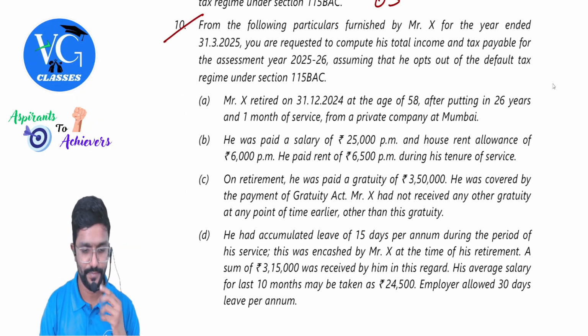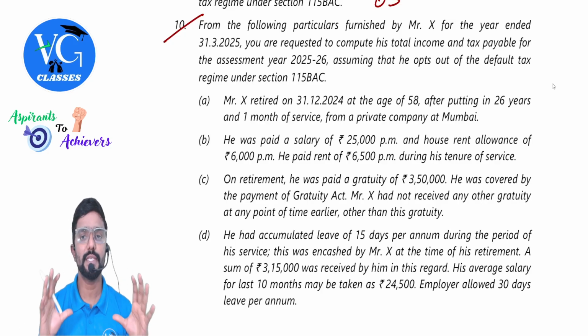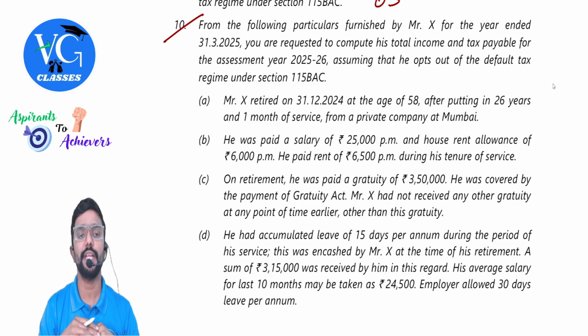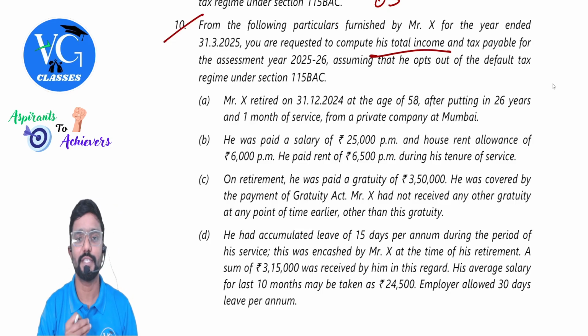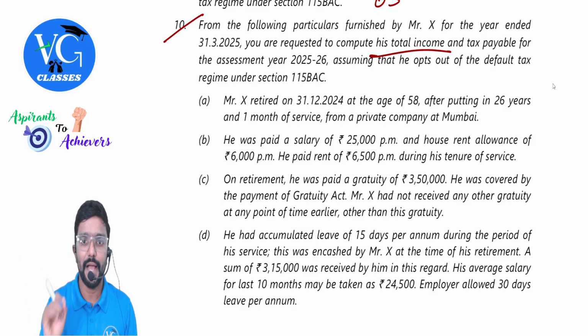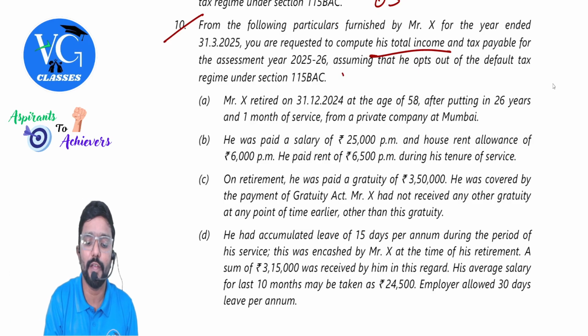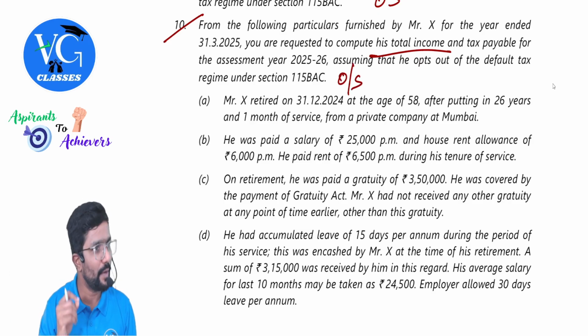Question number 10. From the following particulars furnished by Mr. X for the year ended 31st March 2025, you are requested to compute his total income and tax payable for the assessment year 25-26, assuming that he opts out of default tax regime under section 115BAC. Means he is following which scheme, Monisha? Optional scheme. Remember till I complete. Again I will ask.